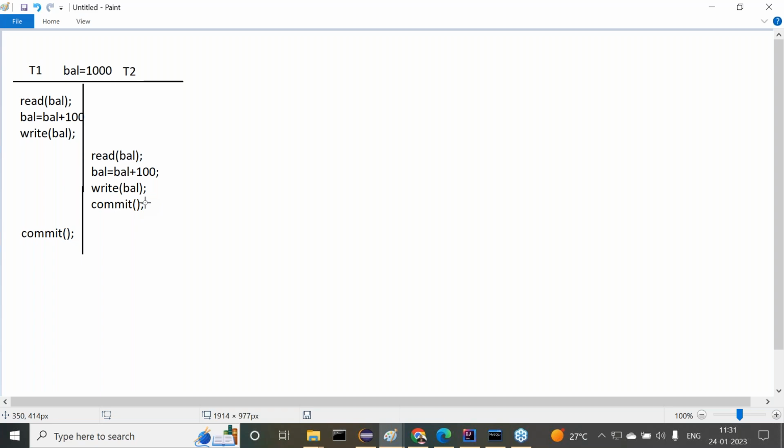Guys, observe carefully what I'm telling you. The transaction which performed commit first, its results are stored into the database. Whose transaction updations are lost? T1 transaction updations are lost. Please recognize this. That's why this is called the lost update problem. Here I want to give clarity. Now try to understand it.